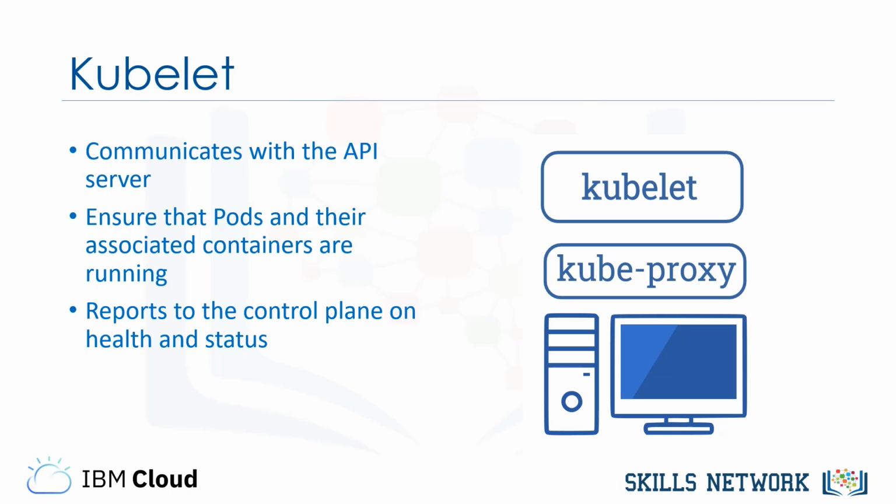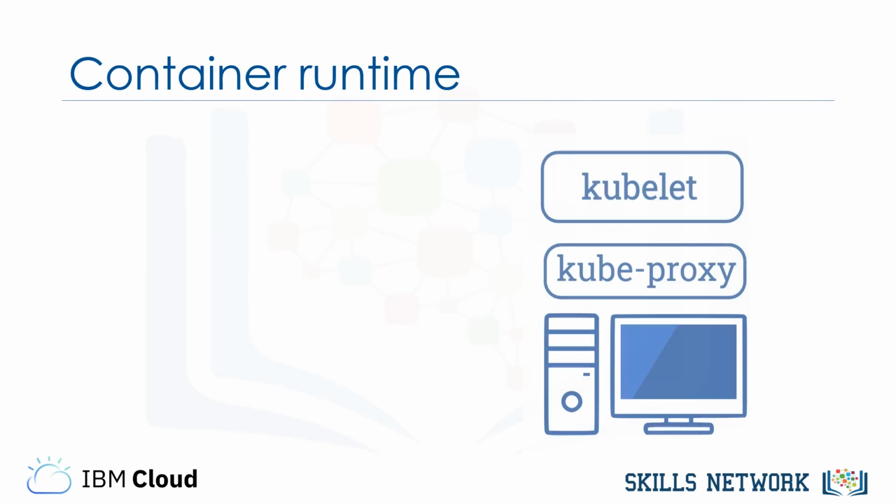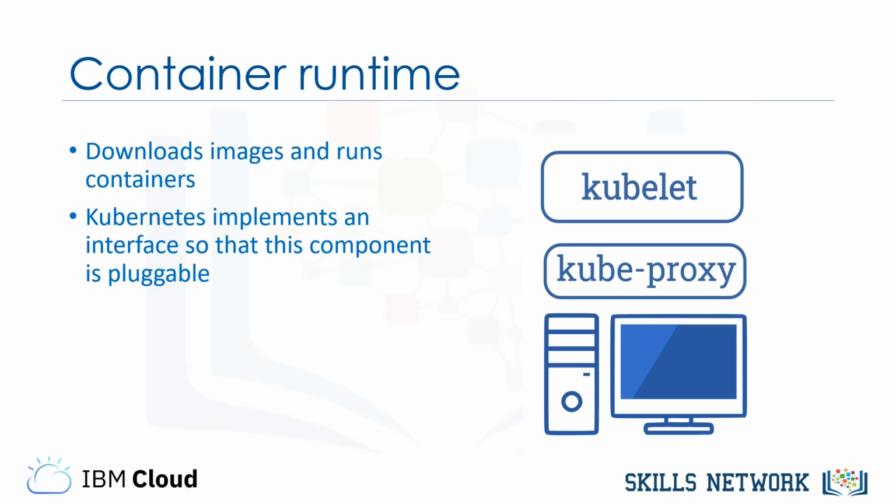In order to start a pod, the kubelet uses the container runtime, which we touched on in our first module. The container runtime is responsible for downloading images and running containers. Rather than providing a single container runtime, Kubernetes implements a container runtime interface that permits pluggability of the container runtime. While Docker is likely the best known runtime, Rocket and CRI-O are two other commonly used container runtimes.